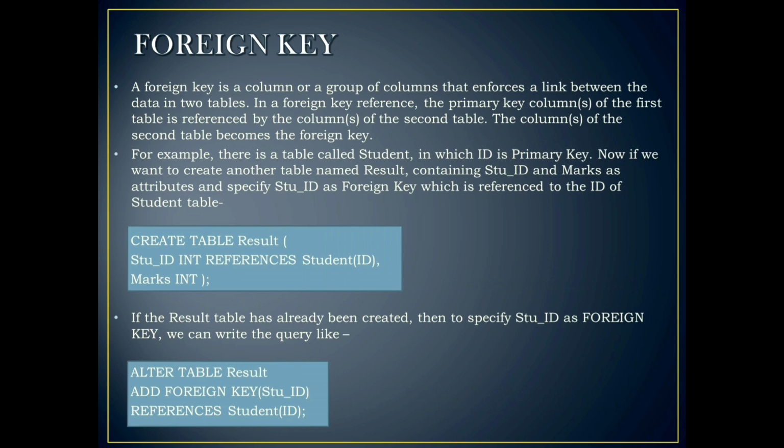Foreign key. A foreign key is a column or a group of columns that enforces a link between the data in two tables. In a foreign key reference, the primary key columns of the first table is referenced by the columns of the second table. The columns of the second table becomes the foreign key.